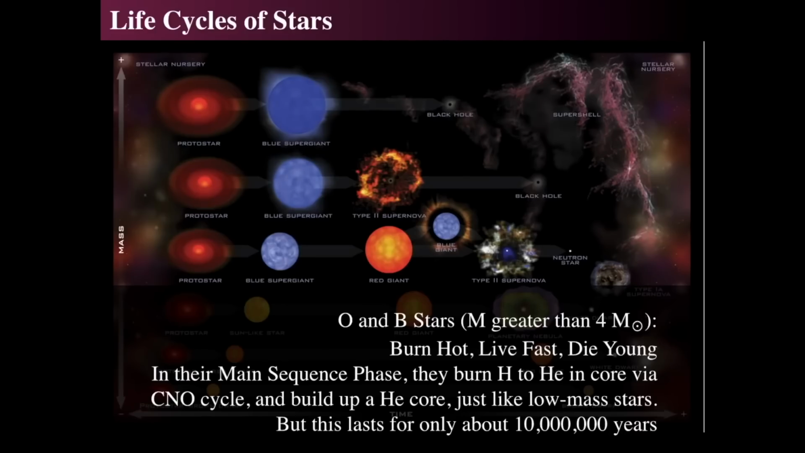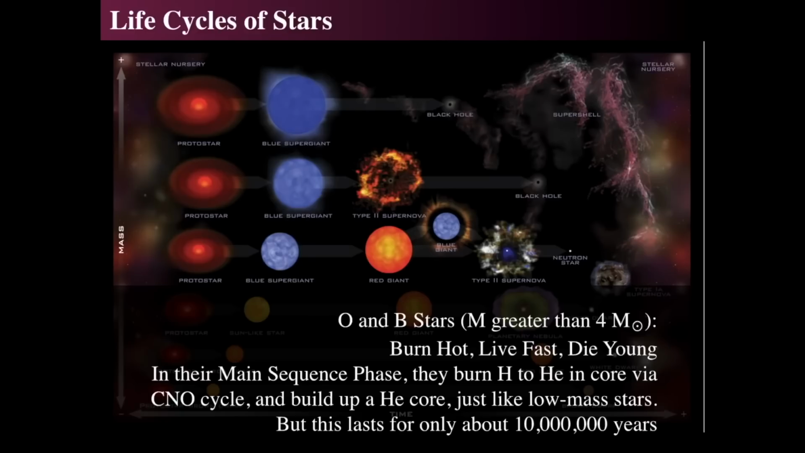So in their main sequence phase, they do burn hydrogen into helium in their cores, just through a different process, not the proton-proton chain, but through the CNO cycle. They also build up a helium nugget in the core for their main sequence phase, because that's the definition of a main sequence phase, is hydrogen to helium burning. And they do this just like any other star. The main sequence is where stars burn hydrogen into helium.